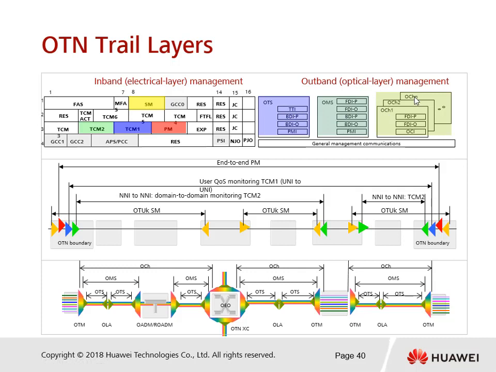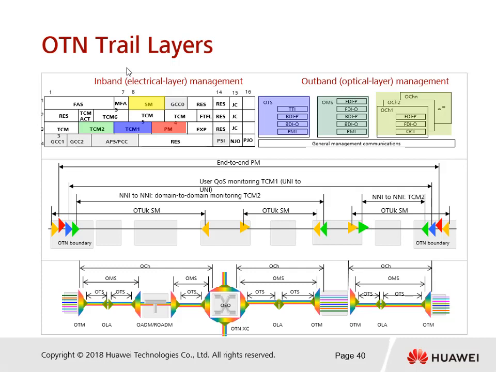So as you can see, in the OTN, we have different trails. For these trails, we divide them into the optical layer and electric layer. The OPUK, ODUK, and OTUK belong to the electric layer signals. And the OTS, OMS, and OCH belong to the optical layer signals.